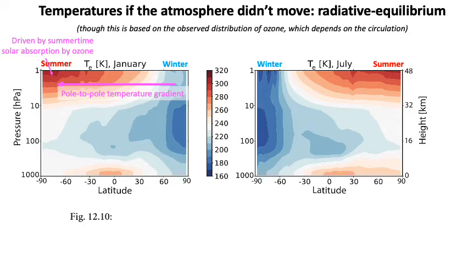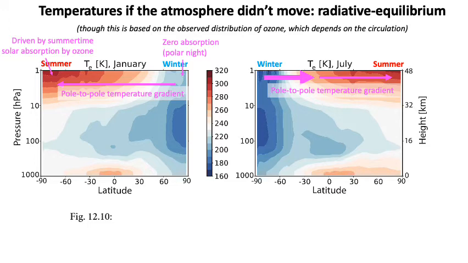That warm summer pole is driven by summertime solar absorption by ozone. We have an ozone shortwave absorber in the stratosphere, absorbing incoming solar radiation, particularly in the UV, and so warming up the air there. Meanwhile, on the winter side, you have zero absorption, you have polar night, so there's no radiative source of heat, and so things cool off very, very rapidly. The story is pretty similar if you move over to July.